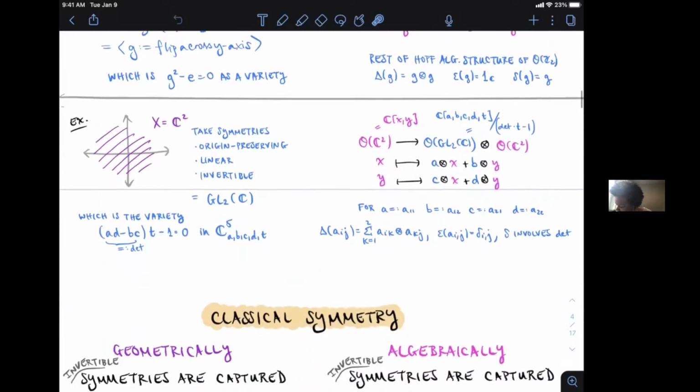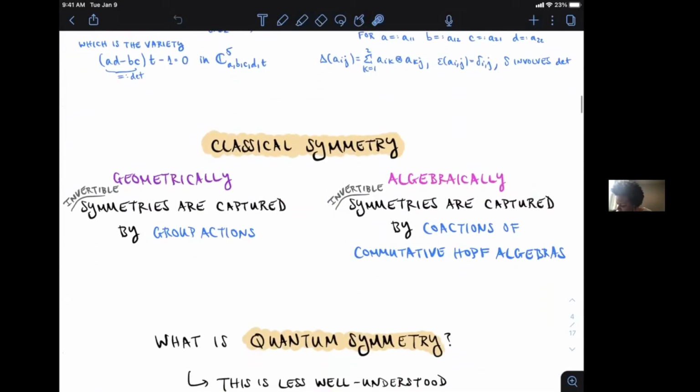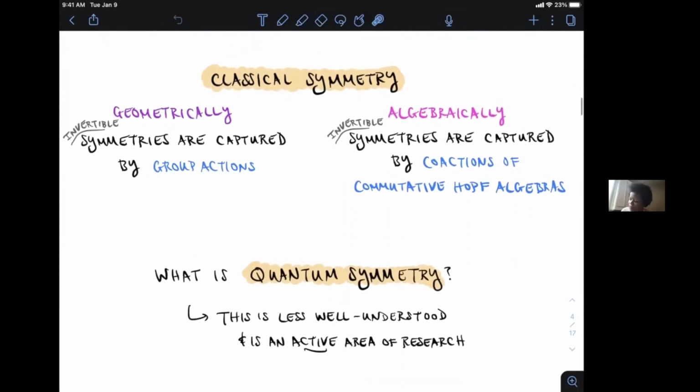Okay, so the upshot is that classical symmetry is captured by group actions. Geometrically, algebraically, it is captured by coactions of commutative Hopf algebras. That's all classic stuff, stuff that we can draw, okay?